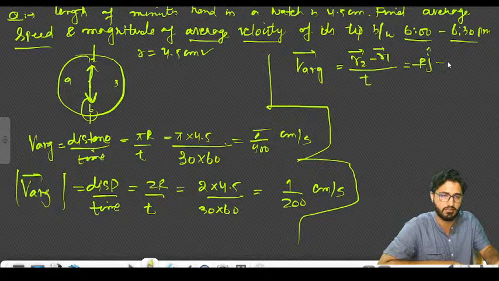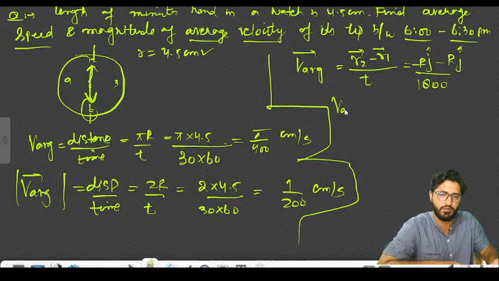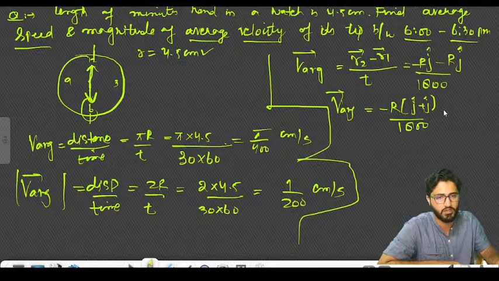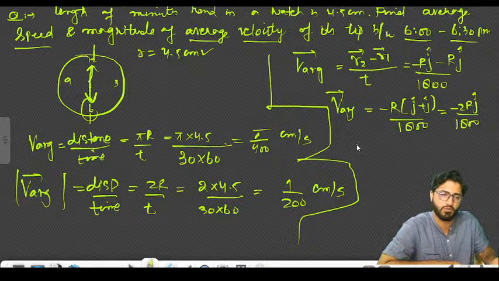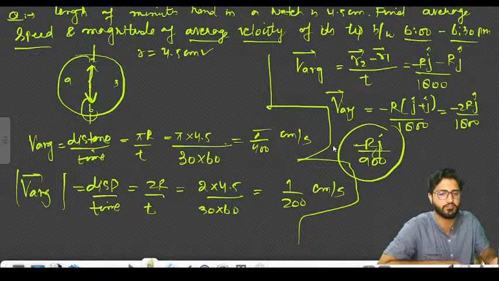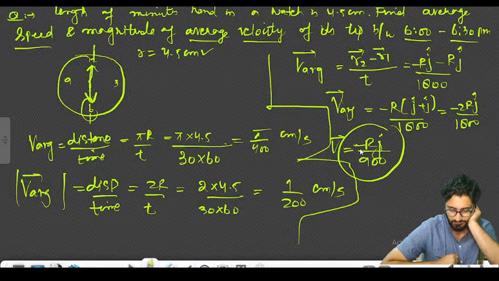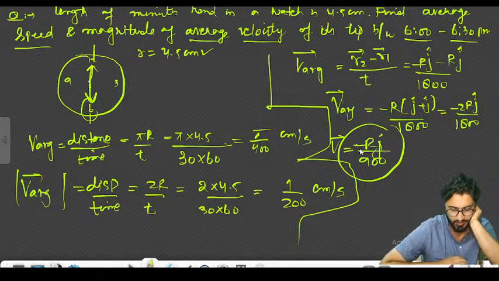It is minus initial. It is RJ cap. The timing is 30, that is 1800. So you can write V average equals to, I can take minus R common, J plus J whole divided by 1800. Okay, or you can write minus 2 RJ divided by 1800, or you can write minus RJ divided by 900 J. It is in vector form. Done. Easy, very easy.